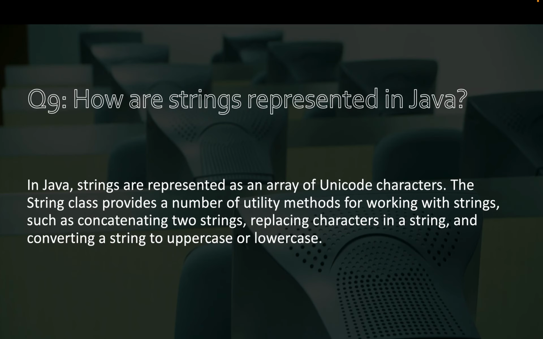Question number 9. How are strings represented in Java? In Java, strings are represented as an array of Unicode characters. The String class provides a number of utility methods for working with strings, such as concatenating two strings, replacing characters in a string, and converting a string to uppercase or lowercase.